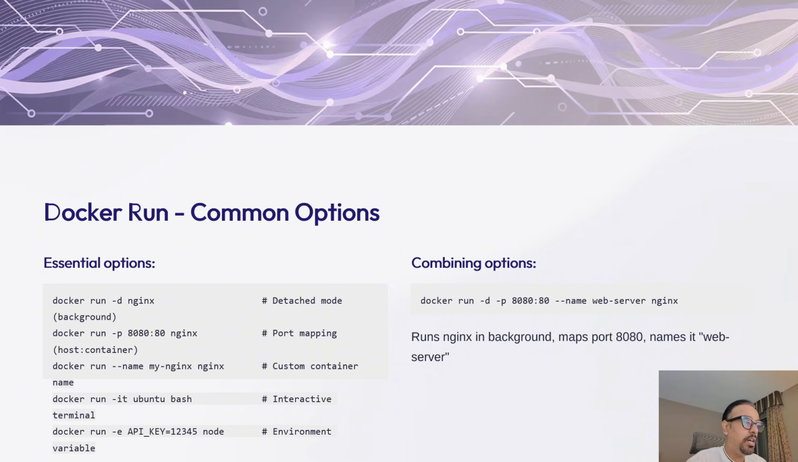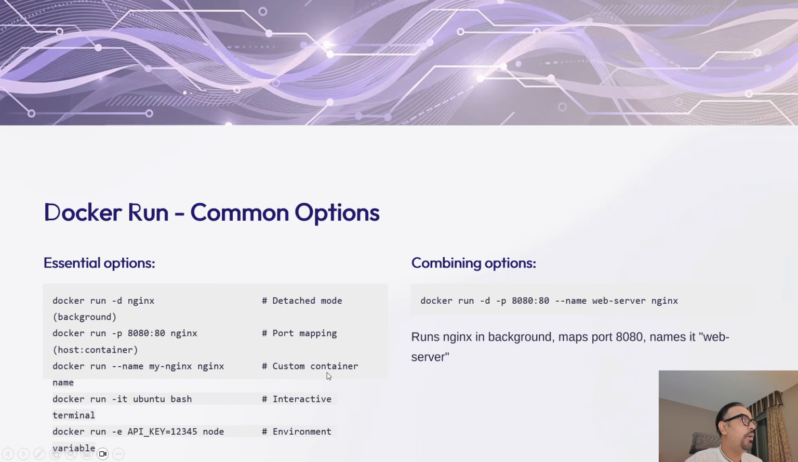Next comes -p for port mapping. When you run a web server in a container, it's isolated. So -p 8080:80 maps port 8080 of your local machine to port 80 in the container that you have just created. So you can access the web server at localhost:8080.